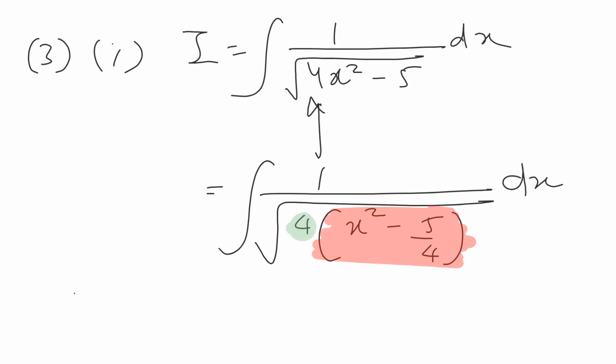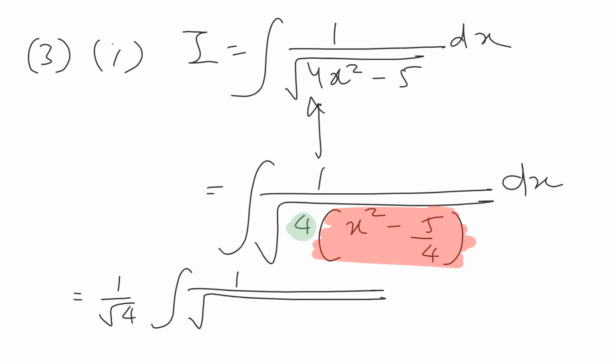So this can be written as 1 upon root 4, integration of x square minus 5 by 4 dx. Make use of brackets and all. It's very essential. Right? So 1 upon 4, I'll write it as 1 upon 2, integration.